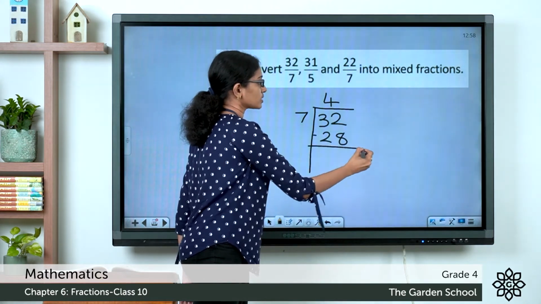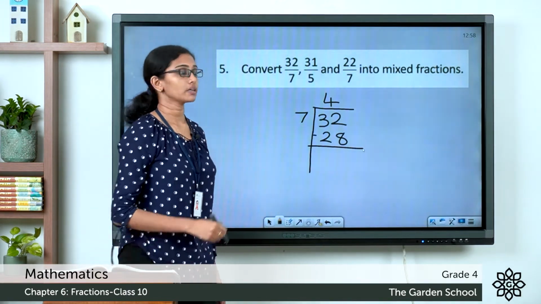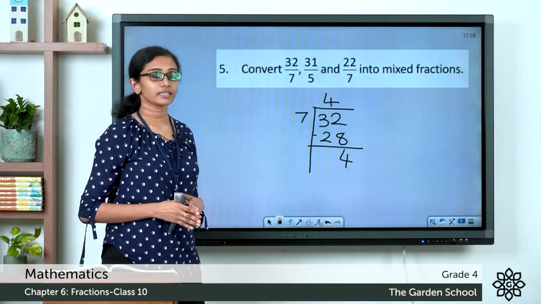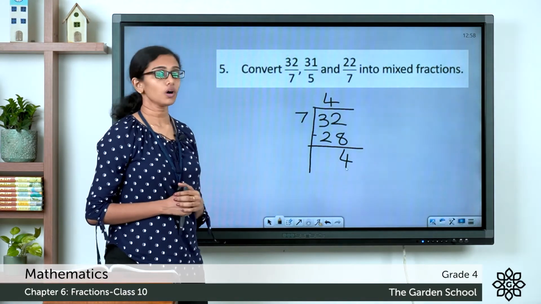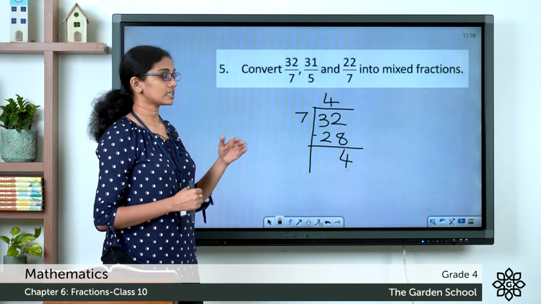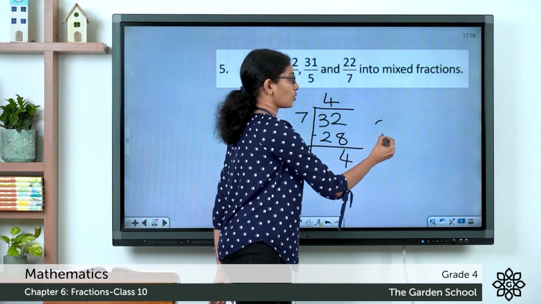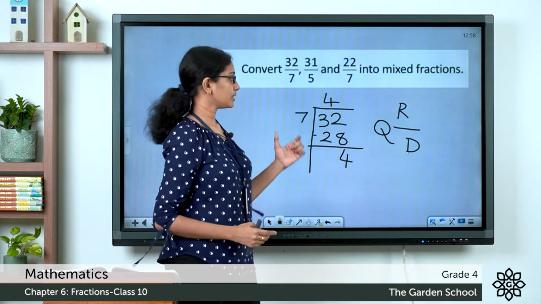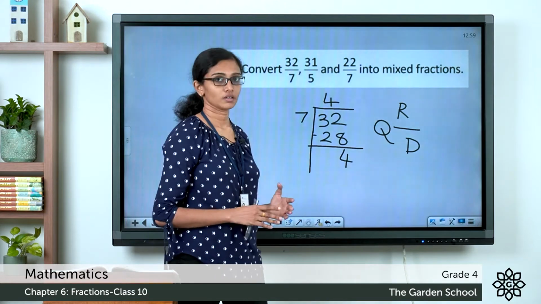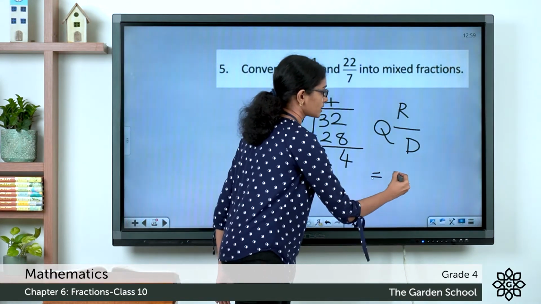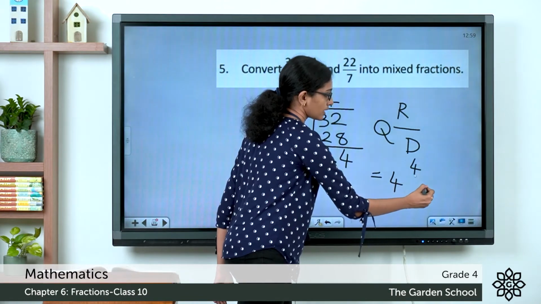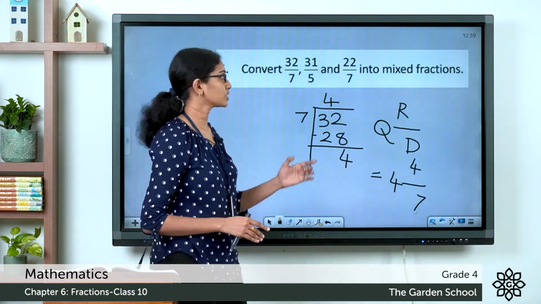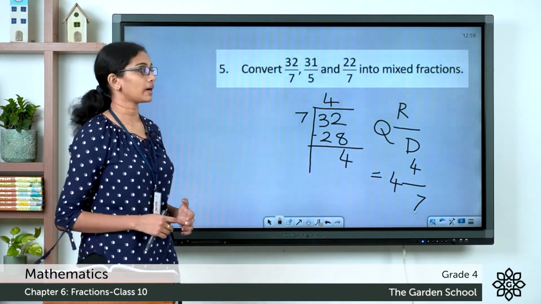Now subtract the numbers, we get 32 minus 28, which is equal to 4. No more digits to bring down. Let's stop the division right there. Right now we have got a quotient 4, a remainder 4 and the divisor 7. So with the formula, quotient and remainder by divisor, we can write the mixed fraction corresponding to 32 by 7. The quotient is 4, the remainder is 4 and the divisor is 7. So 4 4 by 7 is the mixed fraction corresponding to the improper fraction 32 by 7.